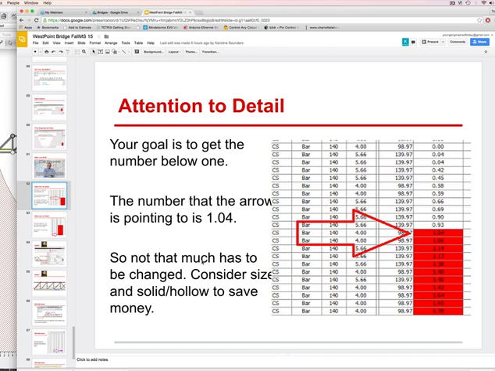All right? You have to be 1, so it's less than that. And you can consider changing the size or make it shape or solid. Again, compression, hollow. Tension, solid. Compression, shorter's better. Tension doesn't matter. They're all affected by materials.